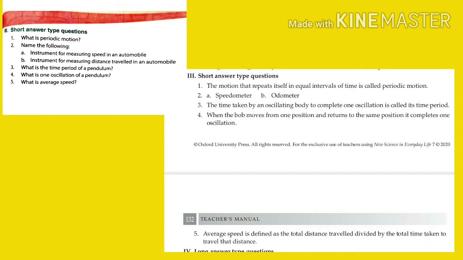Now, third question. What is the time period of a pendulum? The time taken by an oscillating body to complete one oscillation is called time period. What is one oscillation of a pendulum? That is, when the bob moves from one position and returns to the same position, it completes one oscillation. Fifth question. What is average speed? Average speed is defined as the total distance traveled divided by total time taken to travel that distance. This is all your short questions answer.